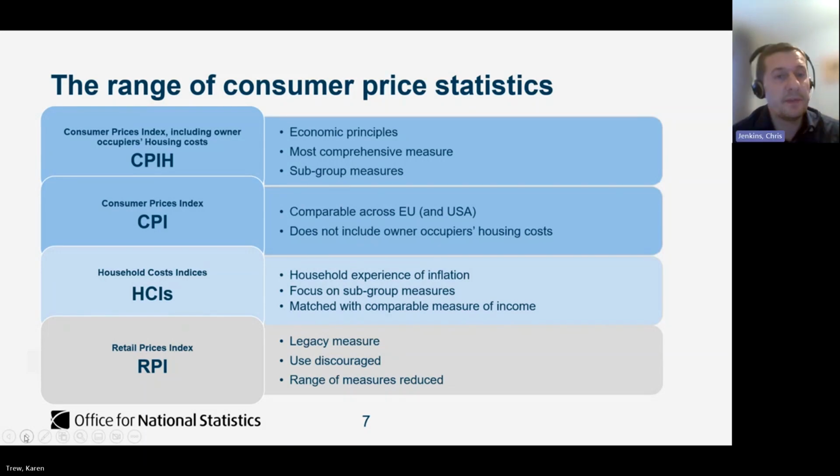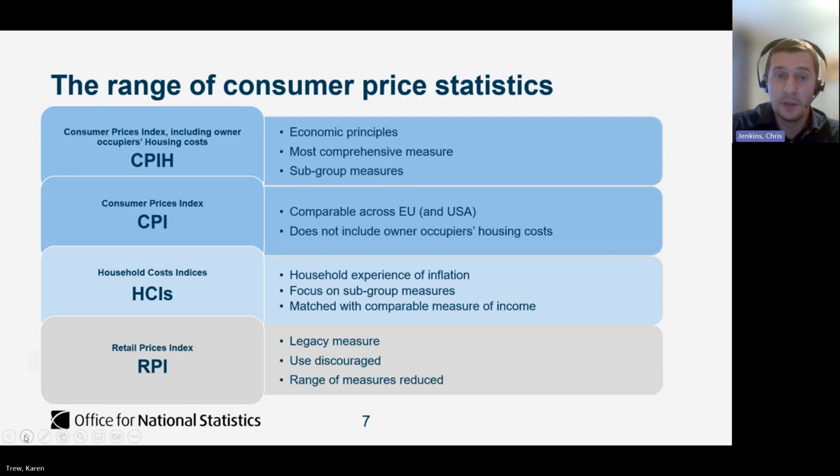As I said, CPI and CPIH, the Consumer Price Index and the Consumer Price Index, including housing costs, are aggregate measures. So they're designed to be representative of all households and not any individual one household. And that's partly the reason why we're relaunching the Household Cost Indices today, the HCIs, because these are going to provide us with a more granular perspective from differing household experiences. And Chris Payne is going to take us through the HCIs in a bit more detail later in this webinar.